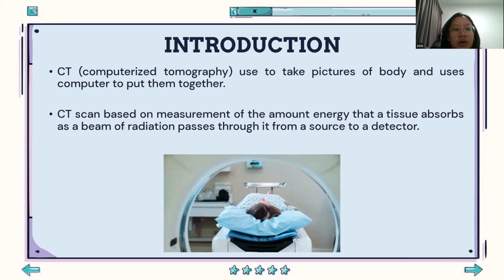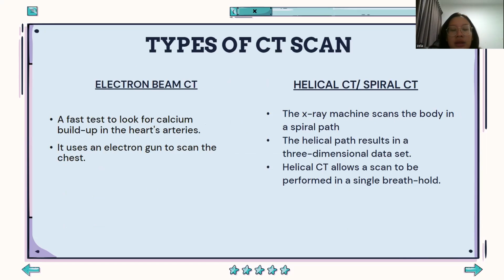So what is CT? CT stands for computerized tomography. It's used to take pictures of the body and uses a computer to put them together. CT scan is based on measurement of the amount of energy that a tissue absorbs as a beam of radiation passes through it from a source to a detector. I will be talking about 4 types of CT scan.